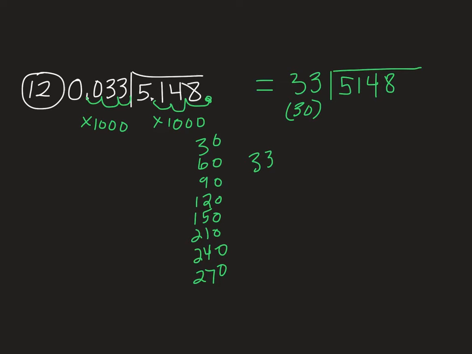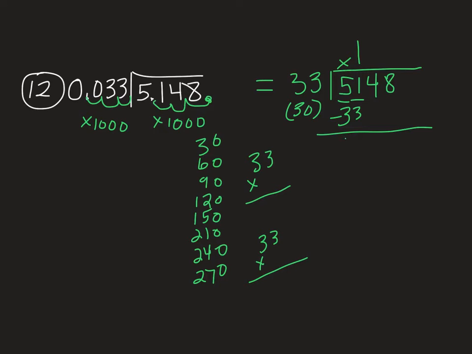I've got to remember my actual divisor is 33, and that's the one that I want to be prepared to use when I'm making my calculations. Okay, how many groups of 33 can I make out of 5? Not one. How many out of 51? Well, just one. I don't even have to estimate on that one. And I know 1 times 33 is 33.